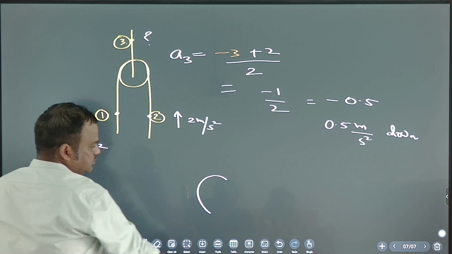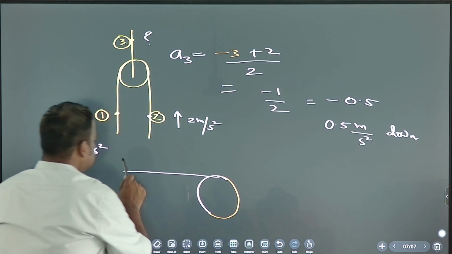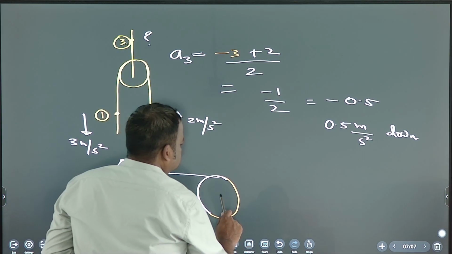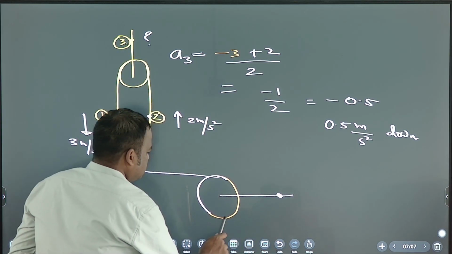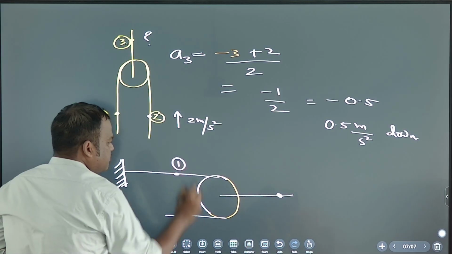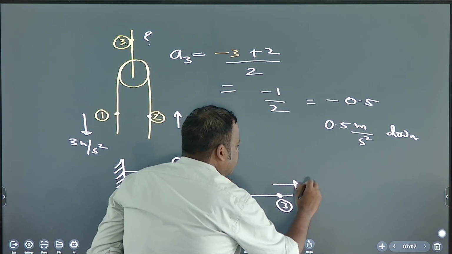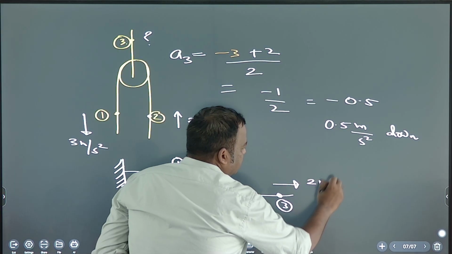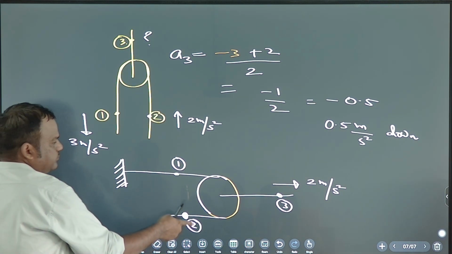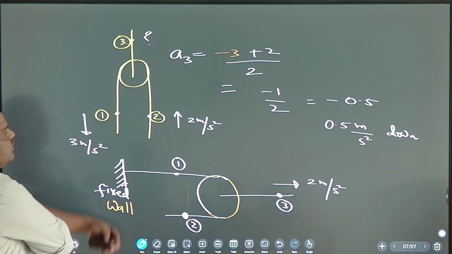Okay, clear? Suppose this is the pulley. Next question. This is the wall. Now this point is 1, this point is 2, and this point is 3. Now point 3 is going right side with 2 meter per second square acceleration. What is the acceleration of 2, if this wall is fixed?